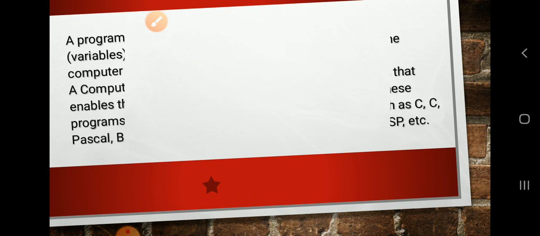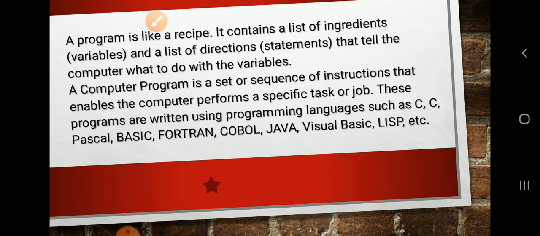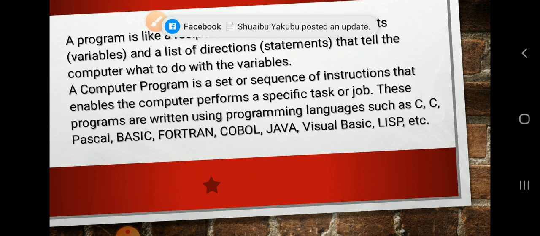Computer program is like a recipe which contains a list of ingredients, that is variables, and a list of directions, that is statements, that tell the computer what to do with the variables. A computer program is therefore a set or sequence of instructions that enable the computer to perform a specific task or job. These programs, as you know, are written by a computer programmer using programming languages such as C, C++, Pascal, BASIC.